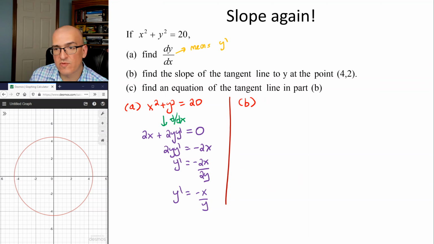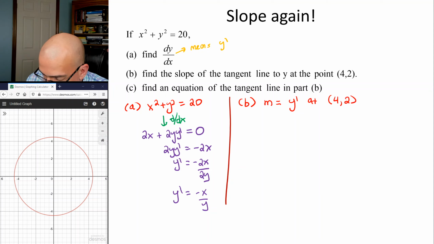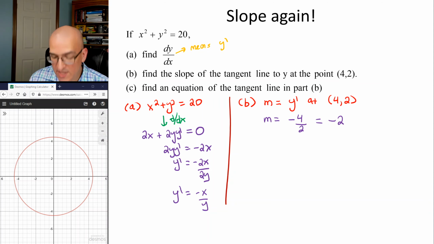If you're asked to find the slope of a tangent line, the general process is m is y prime at the coordinate given, at the x, y coordinates that are provided. Now you will need to plug in both of these numbers because our derivative contains x and y. So let's do that. That's going to be m is minus 4 over 2, which is negative 2. So that's the slope of the tangent line at this point.